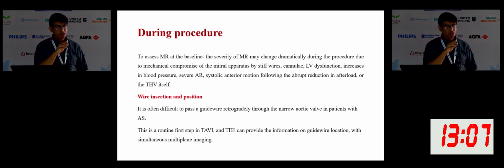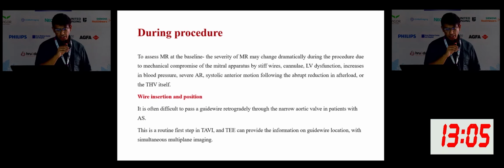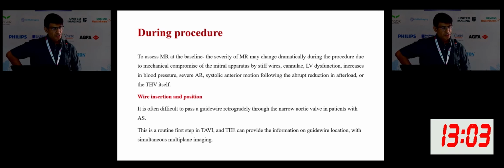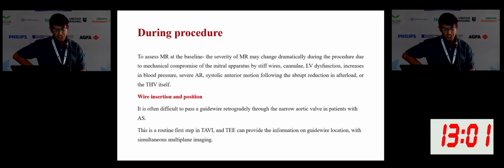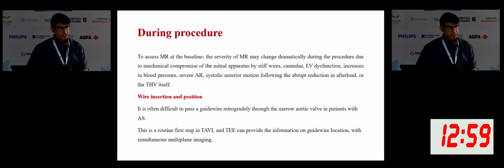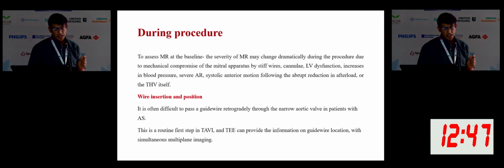This is a basic thing, because most of the time the annulus by TTE will be overestimated. During the procedure, the role of echo is to assess the MR, because the severity of MR may change dramatically during the procedure. Sometimes the wire will entangle the mitral apparatus, and they may develop papillary muscle rupture. So the baseline mitral regurgitation has to be calculated, along with LV dysfunction, severe AR, SAM, everything.